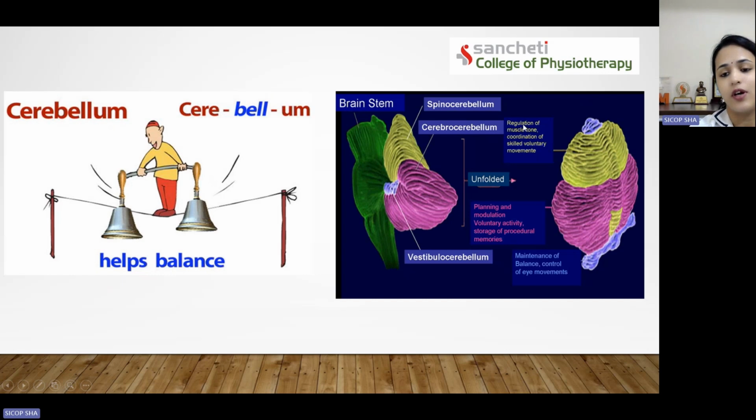The yellow part, what is the function of the spinocerebellum? As the name suggests, it is going to regulate muscle tone and coordination of skilled voluntary movement. The pink, the cerebrocerebellum, also called the corticocerebellum, is important in planning of movement, in modulation of any voluntary activity, and storage of procedural memories. Vestibulocerebellum, as the name suggests, is for maintenance of balance and control of eye movements. So we have three parts which are divided according to function: spinocerebellum, cerebrocerebellum, and vestibulocerebellum.